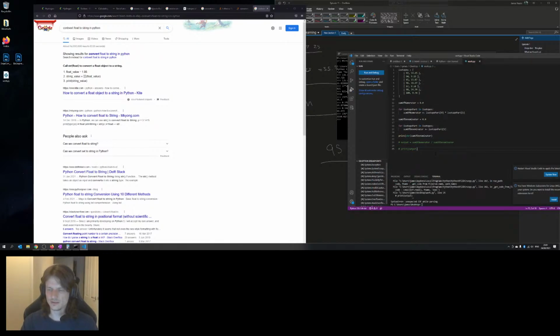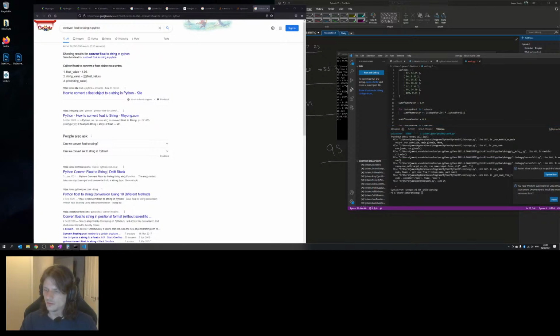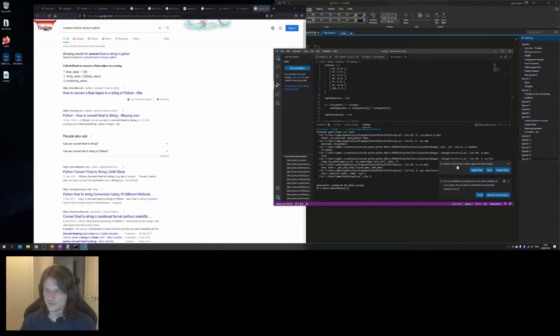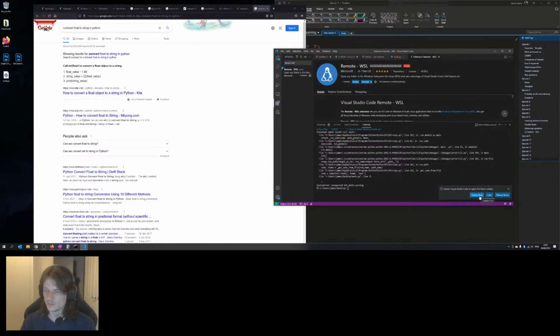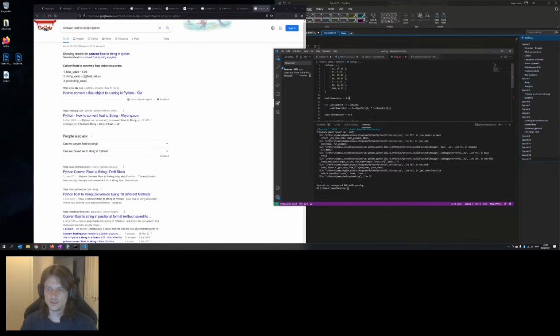What we got? No. What? What do you mean this is commented out? Do I have to do that? What does this actually say? It says restart Visual Studio Code to apply the latest update. Do you want to install the recommended extensions for it? Sure. Later. Cool, great. Save that.